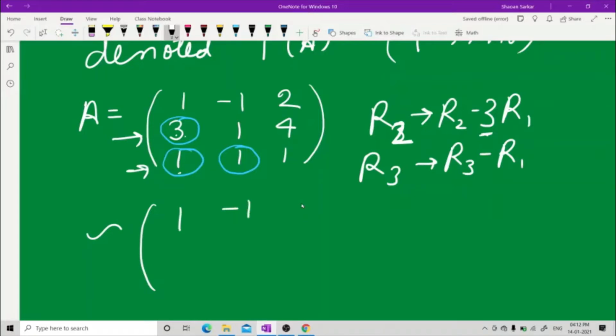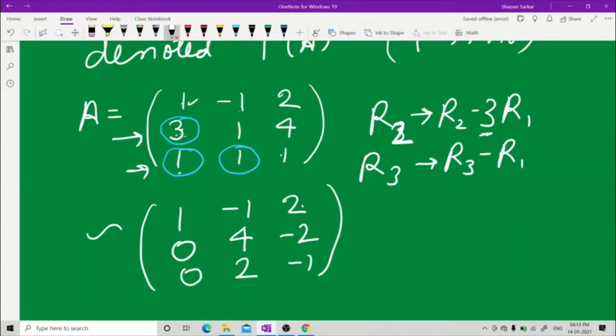This becomes 1, -1, 2. 3 minus 3 here is 0. 1 plus 3 is 4. 4 minus 6 is minus 2. Then 1 minus 1 is 0. 1 plus 1 is 2. And 1 minus 2 is minus 1.